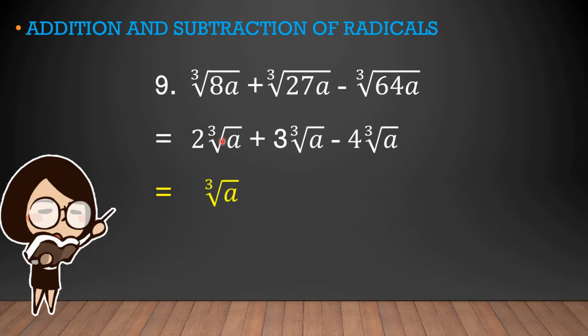These radicals have the same index, 3, 3 and 3, and the same radicand, a. So we need to combine. 2 plus 3 is 5. 5 minus 4 is 1. So the answer is cube root of a. That's the answer.